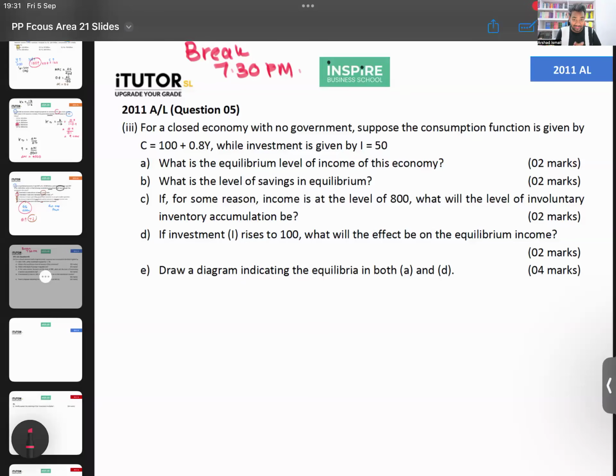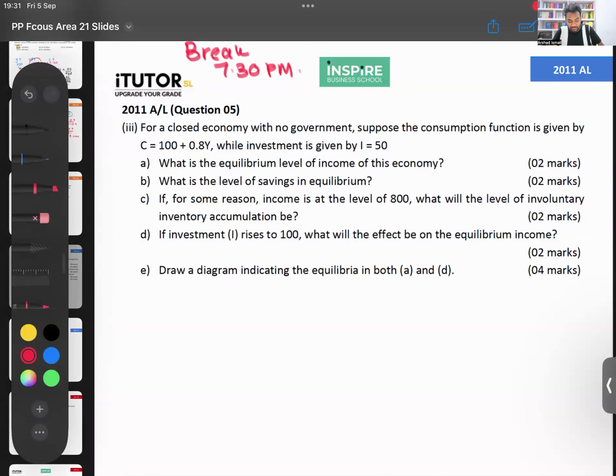Right. So coming with the 2011, now we're going into the paper 2 questions. So paper 2, the essay paper, the questions are not really hard. So we'll quickly go through the questions. You can give me answers. So 2011 A-levels question number 5, part 3.